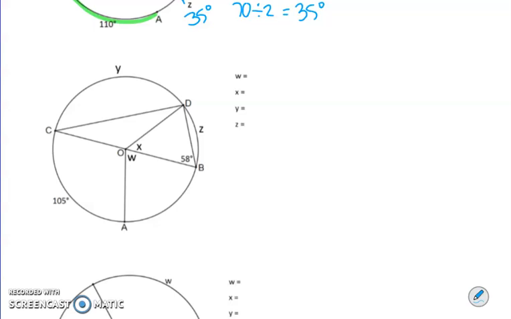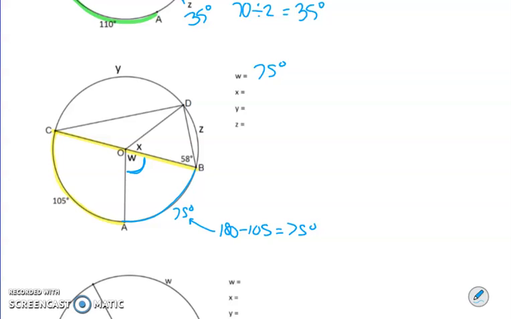Let's see, what are we given? We're given this arc here is 105. And again, a diameter. Diameters are great because I can get half circles, semicircles. So this arc here is 180 minus 105. So that's 75 degrees. So if the arc is 75 degrees, the central angle is also 75 degrees. So W is 75 degrees.